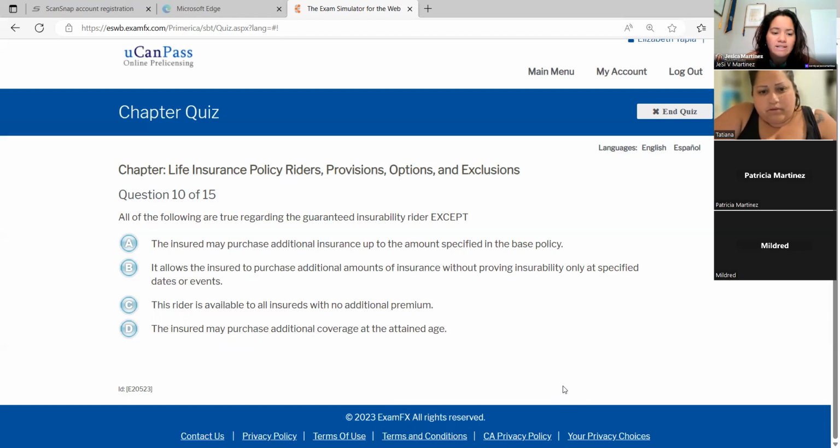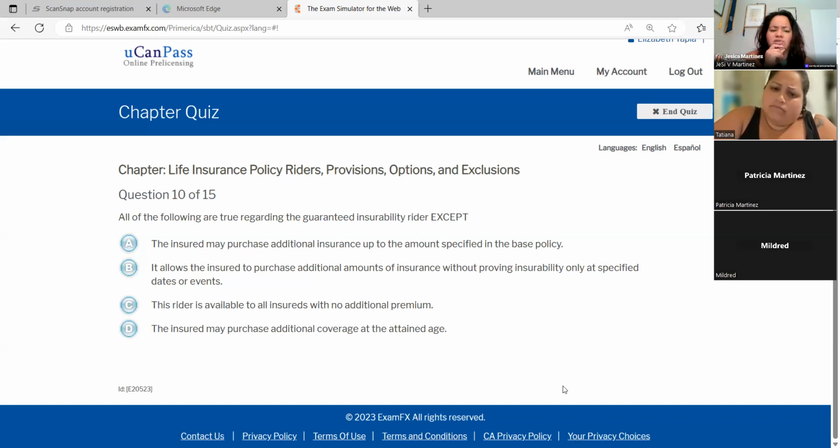Let's see. A, the insured may purchase additional insurance up to the amount specified in the base policy. I'm trying to look for the ones that we can completely take out. B, it allows the insured to purchase additional amounts of insurance without proving insurability only at specified dates or events. So you don't prove insurability if you're married or having kids, right? Those were the provisions under that. C, the rider is available to all insureds with no additional premium. Ooh.